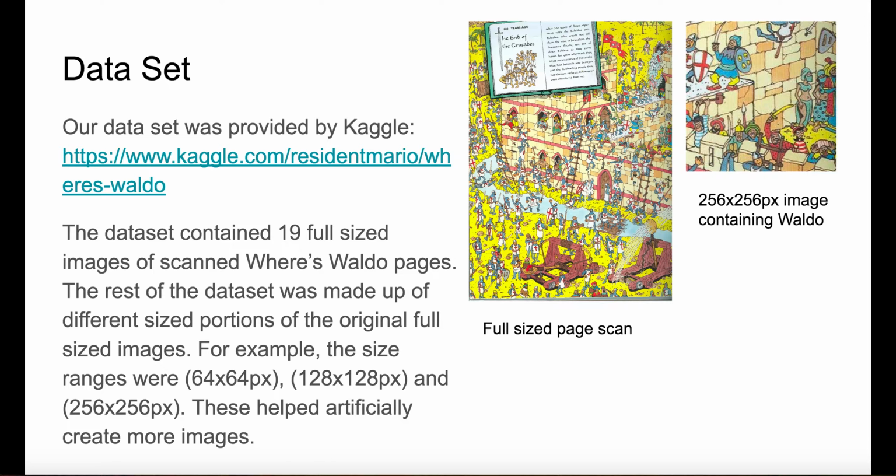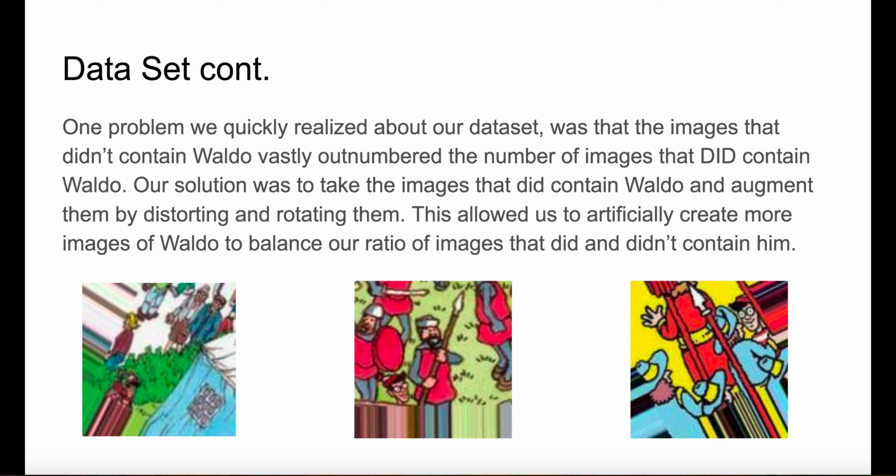The dataset we used was found on Kaggle, and the dataset only contained 19 full-size images of the Where's Waldo pages, and the rest of the dataset was cutouts with various pixel ranges, like 64 by 64, 128 by 128, and 256 by 256.